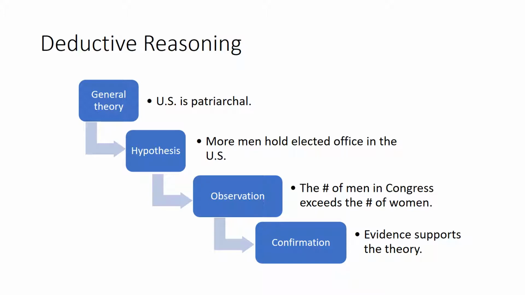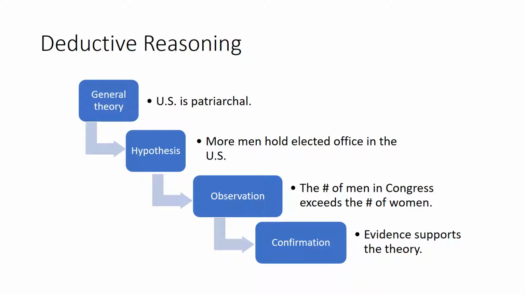This is an example of deductive reasoning. The researcher begins with a general theory that says the US is patriarchal. Then the researcher proceeds from general to specific to test the hypothesis that more men hold elected office in the US.